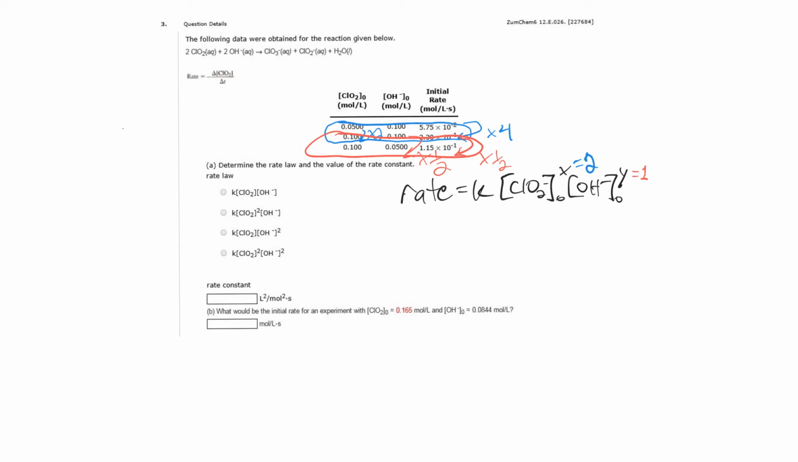So if we know now something about the differential rate law, at least we know the exponents, we can say, alright, rate equals K times the ClO2 concentration squared times the hydroxide concentration to the first power. We can answer part A. Next, they ask us to find the value of the rate constant. Well, to do that, we can pick any of the experiments and plug in the numbers that they give us and solve.